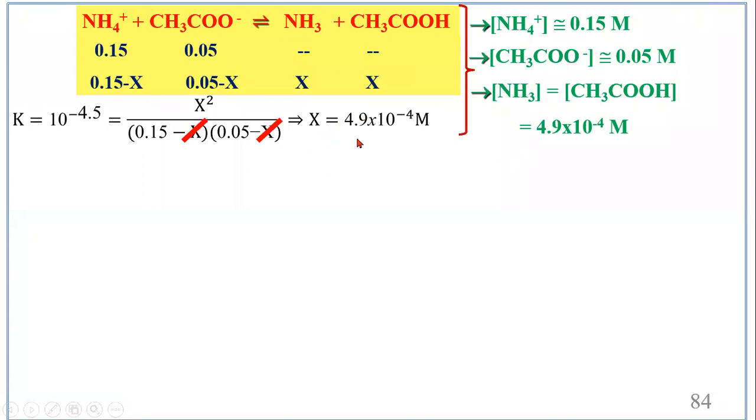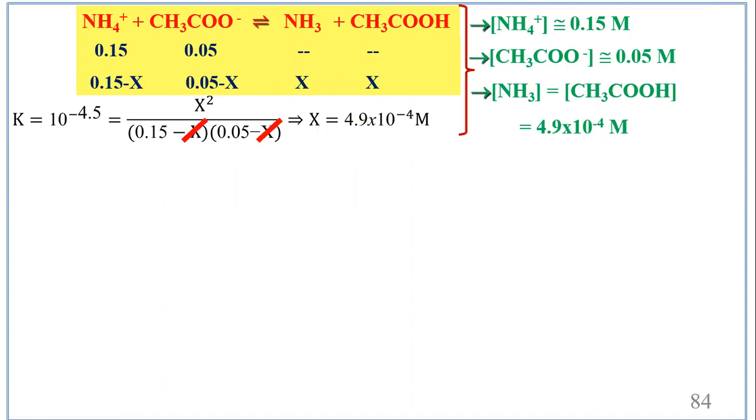Now, solve for X. Okay, this is just numbers. Solve for this X. It becomes easy enough to solve. You don't have to do a quadratic. What you end up getting is the concentration. Once you have the X, you have the concentration of all the species in your medium.